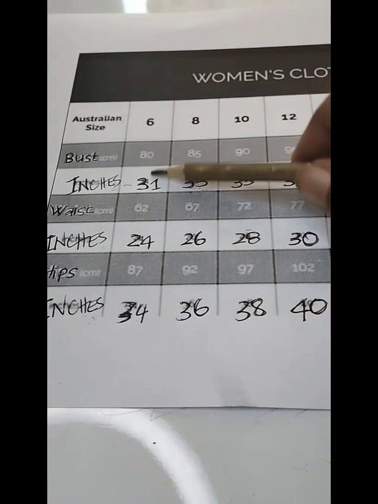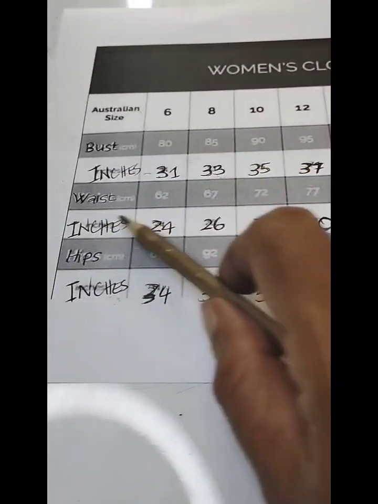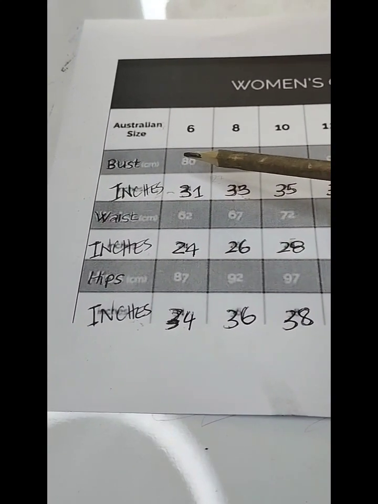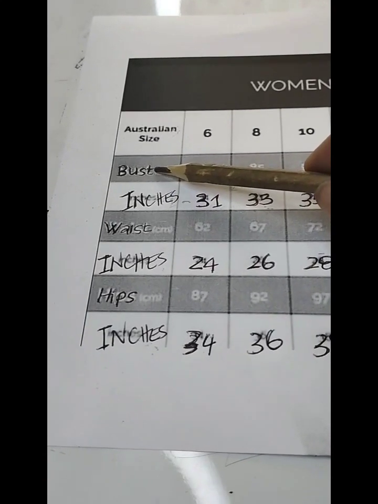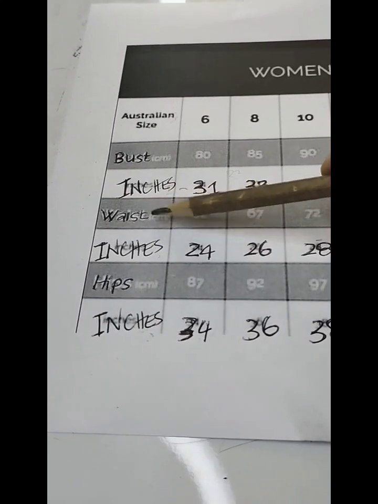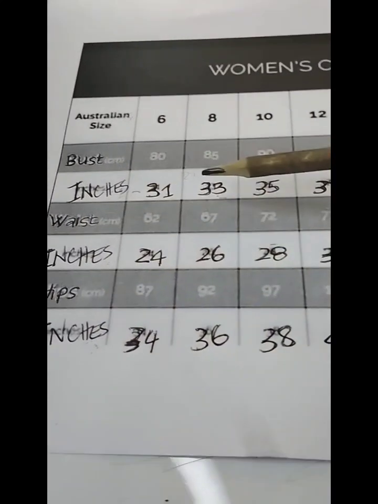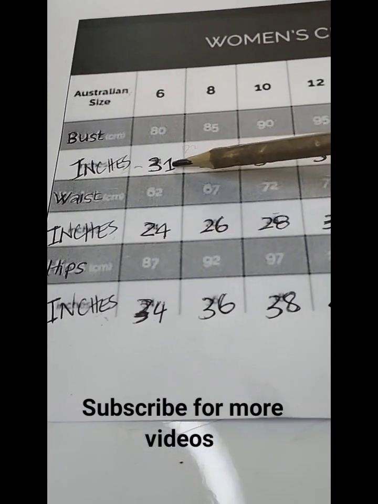The figures in each of these columns and rows are measurements that are being used to determine what your size is. Like the first one here is bust. It has centimeter and inches. Waist, centimeter and inches. Hips in centimeter and inches. Since I work well with inch, I will be focusing more on inch.